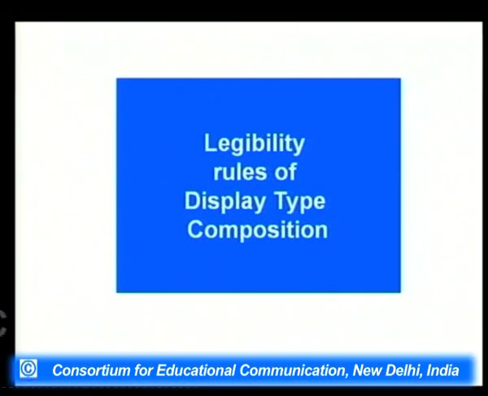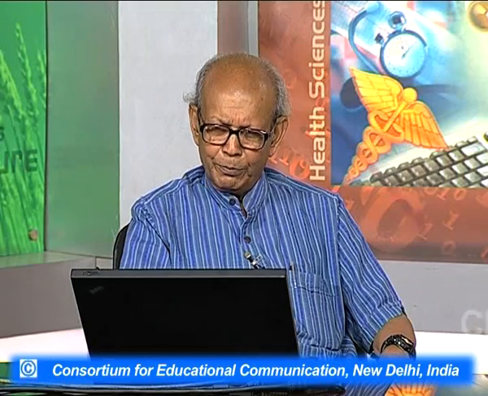Now, I am coming to the legibility rules of display type composition. Display type, as you know, starts from 13 point to 72 point. I have already explained that display type is used for heading and subheading, and it is generally bigger and bolder. It follows a separate rule than text type composition, because text type contains a large number of words, whereas display type contains few words. So the rules will be different from text type.